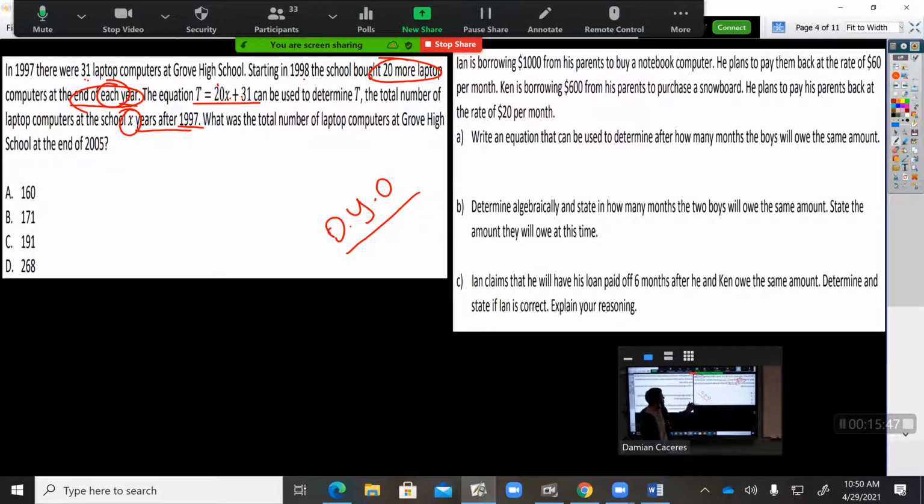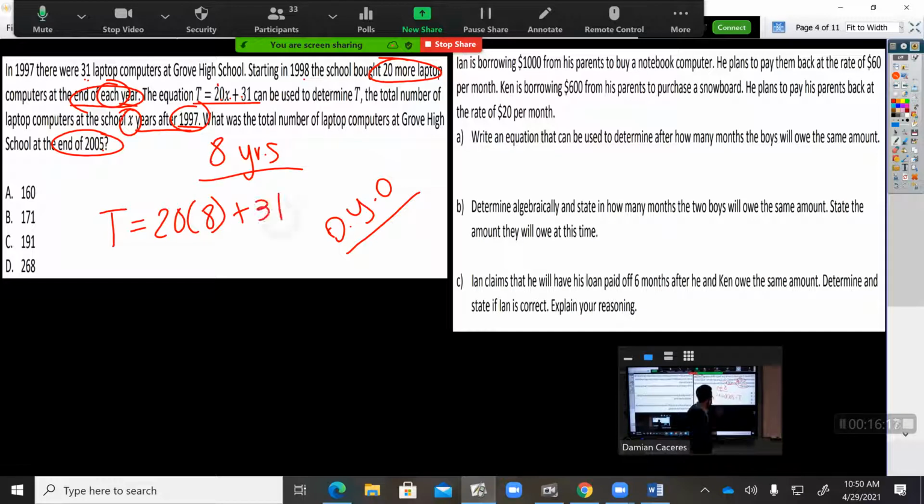So now, what was the total number of laptop computers at the end of 2005? How do you know how many years you're going to plug in for X? By subtracting 1997 from 2005, which gives you 8 years. Now that I know the number I'm going to plug in, where am I going to plug in 8 years? For X, because X represents years. So all we have here is T equals 20 times 8 plus 31. That gives you 160 plus 31, which is 191.